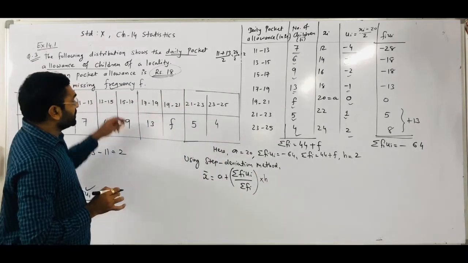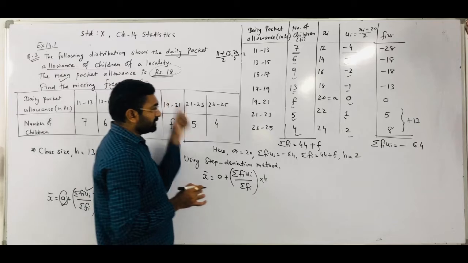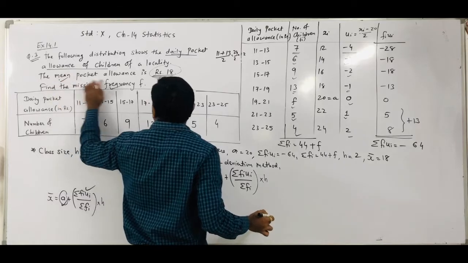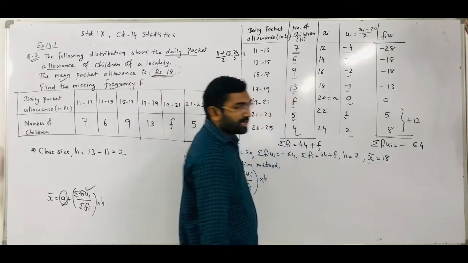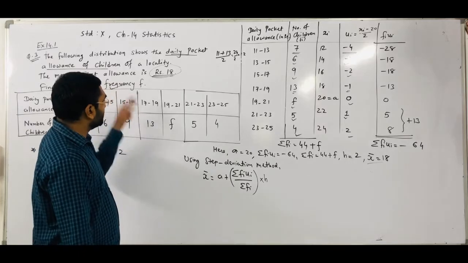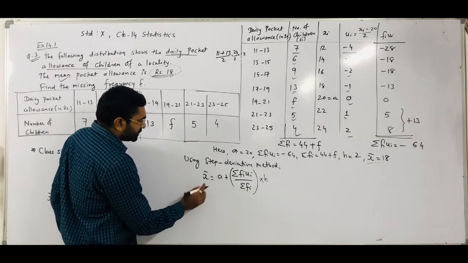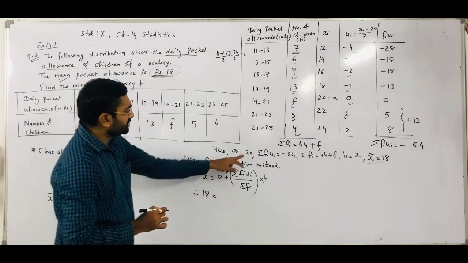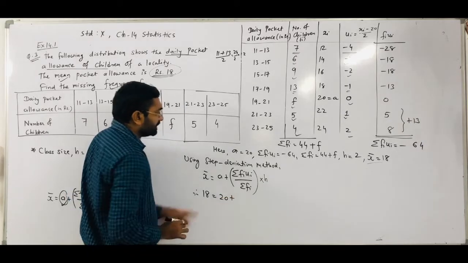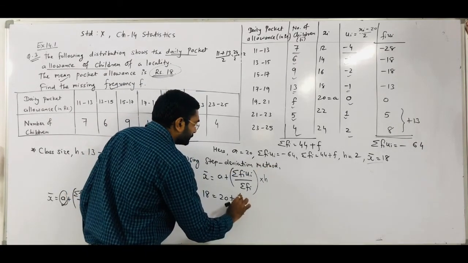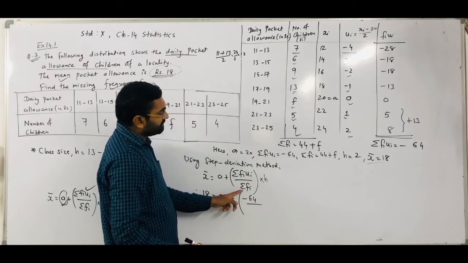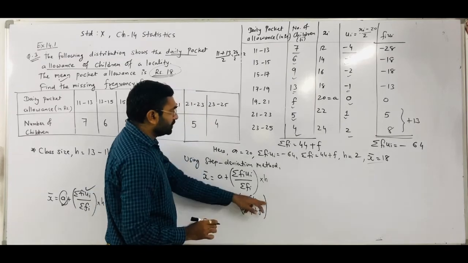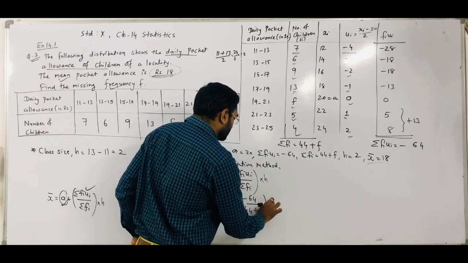Right? Now see the question, in that one of the values is given. The mean of the given observation is 18. Right? Mean pocket allowance is given 18. So x bar value is given 18. Right? In that case we have to find out the missing frequency. Okay. Now x bar value is 18. Here I put 18 is equal to a value 20 plus sigma fi ui value minus 64, divided by sigma fi value 44 plus f, into h value 2.